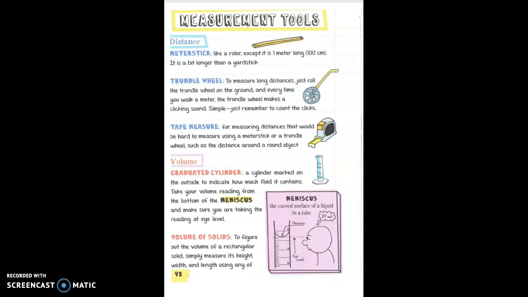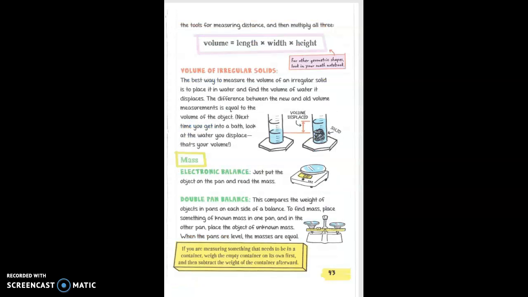Volume of solids. To figure out the volume of a rectangular solid, simply measure its height, its width, and its length using any of the tools for measuring distance, and then multiply by 3. So volume equals length times width times height, which is why you would end up with cubic whatever.